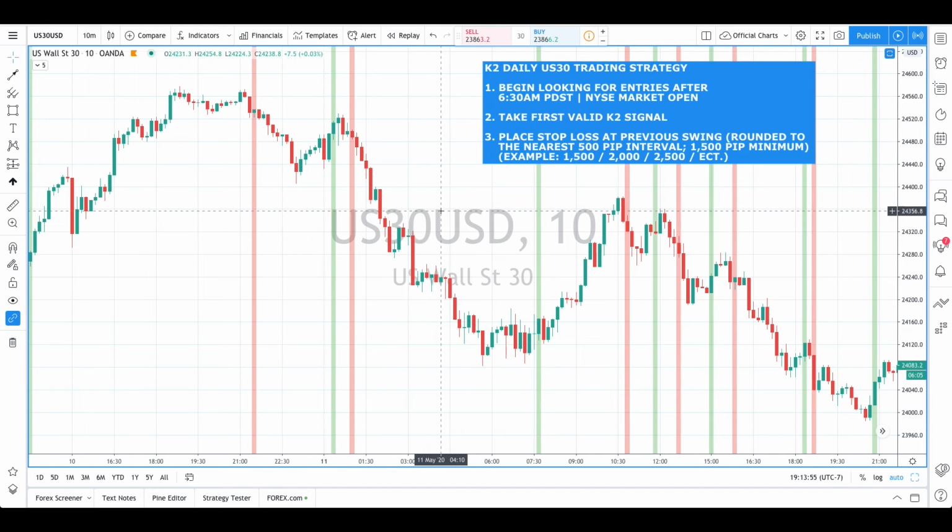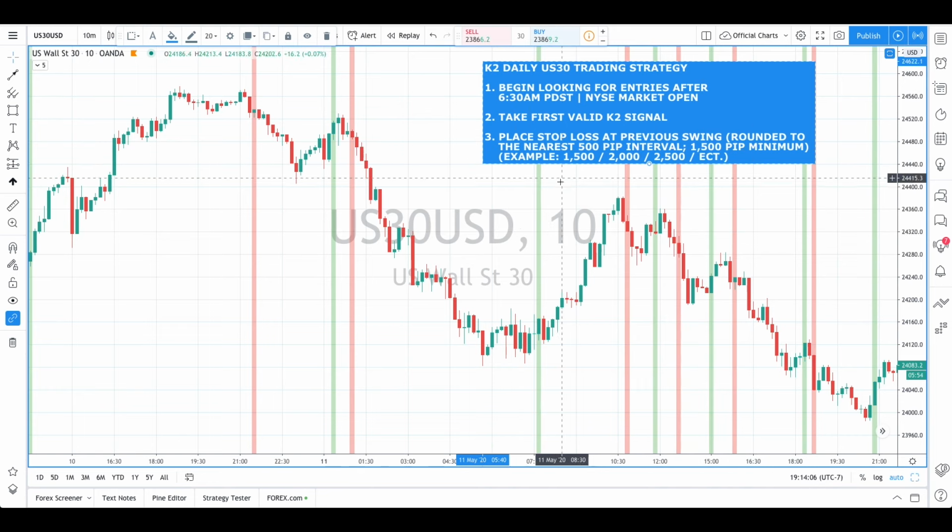Once we determine an entry, we're going to place our stop loss at the previous swing, and then we're going to round that to the nearest 500 pip interval with a 1,500 pip minimum. So for example, if the previous swing is at 800 pips, then we're going to round that to 1,500, since 1,500 is the minimum. If we have one that's around 1,900 pips, we're going to round that to 2,000 pips, because that's going to be the closest 500 pip interval.